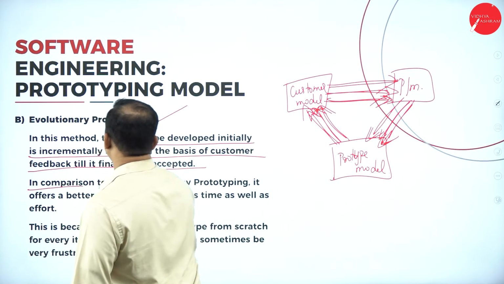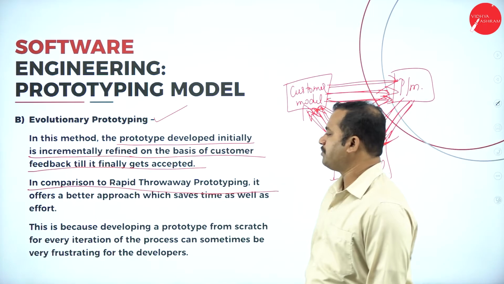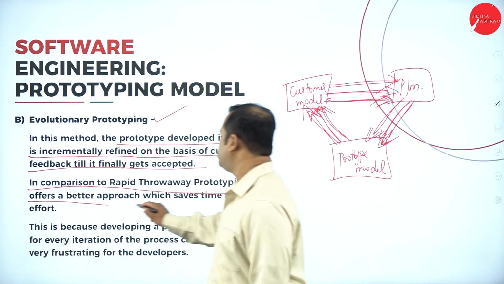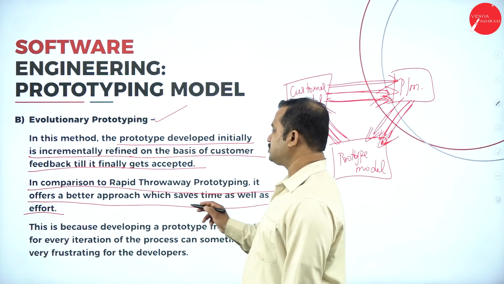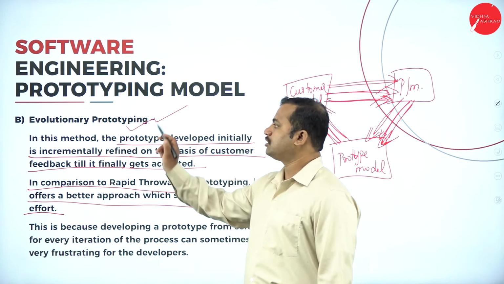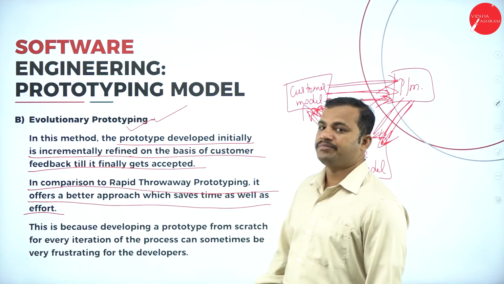In comparison with the earlier one, that is the rapid throwaway prototyping model, it offers a better approach because it saves time as well as effort. So that is why the evolutionary prototyping model is better than the throwaway prototyping model.